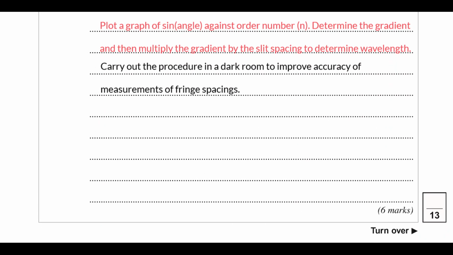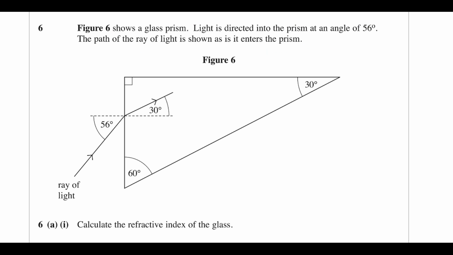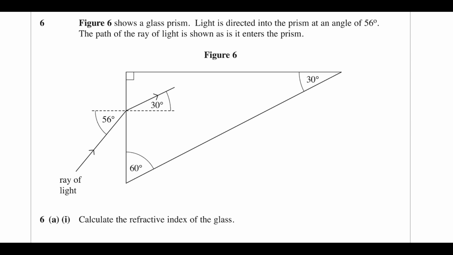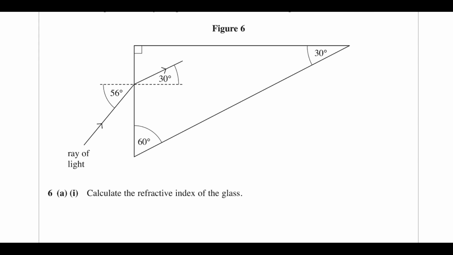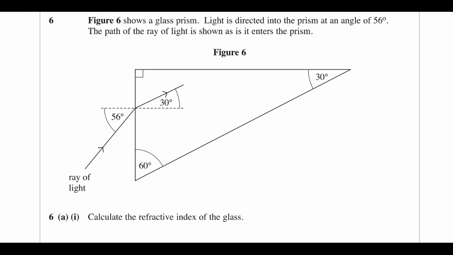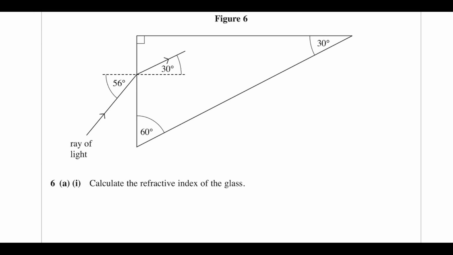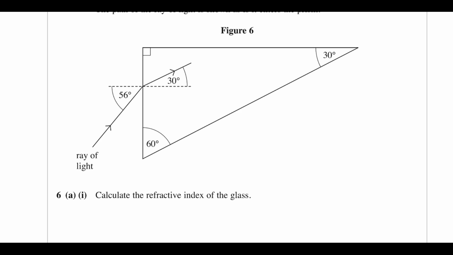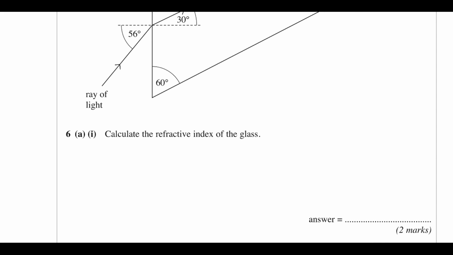Let's move on to the next question. All right, so we've got a prism, so we're going to be dealing with some refraction. So light is directed into the prism at an angle of 56, so that's our angle of incidence, and the angle of refraction we can see is 30 degrees. Calculate the refractive index of glass. We're going to be assuming it's going from air, which has a refractive index of 1. So applying Snell's law, at least if you agree Snell came up with it. I would dispute that, but let's not worry about that for now.